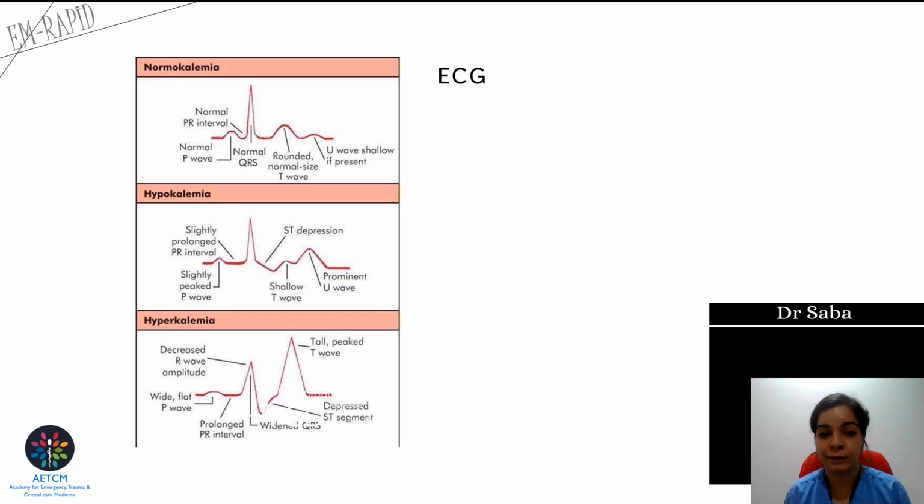In hypokalemia, like we discussed, there will be prolonged PR interval, there will be presence of ST depressions, flattened T waves and peaked P waves with a prominent U wave. Now in hyperkalemia, you will have flat P wave, tall T waves with QRS widening and prolonged PR interval. So these would be the ECG changes that we see in hypokalemia and hyperkalemia.